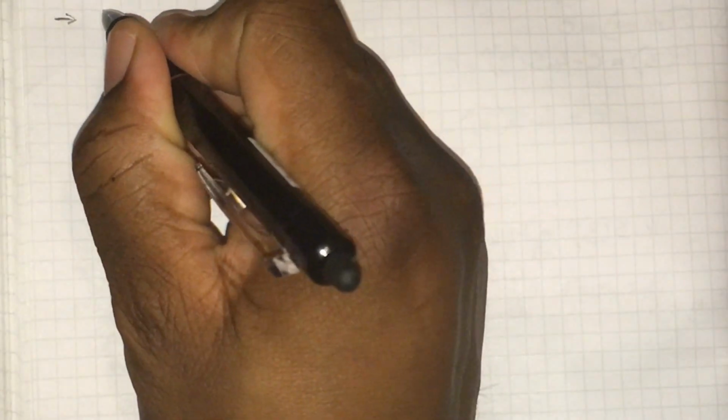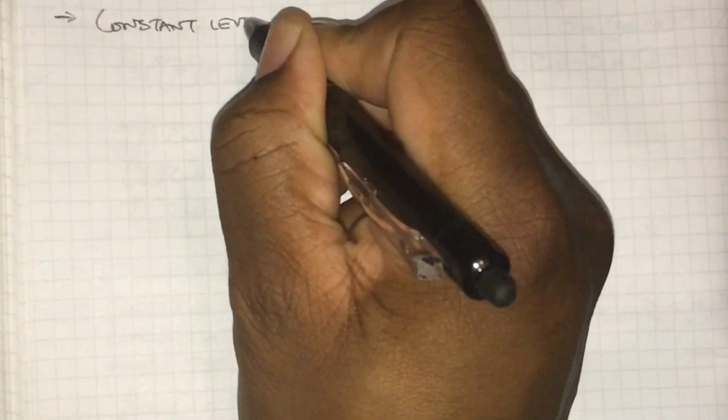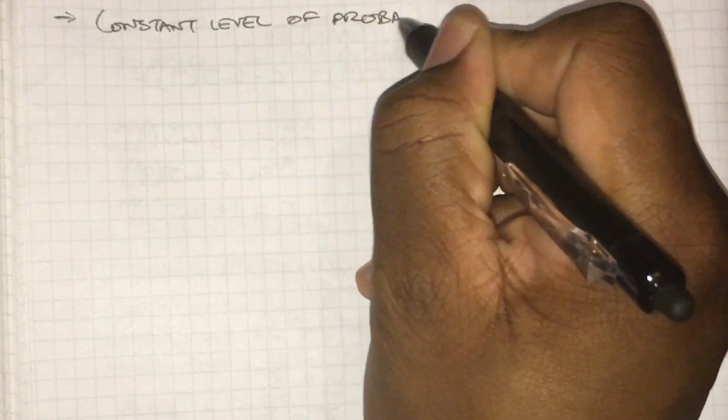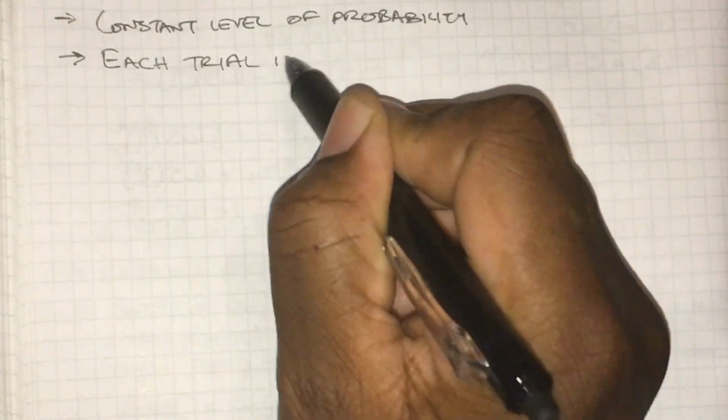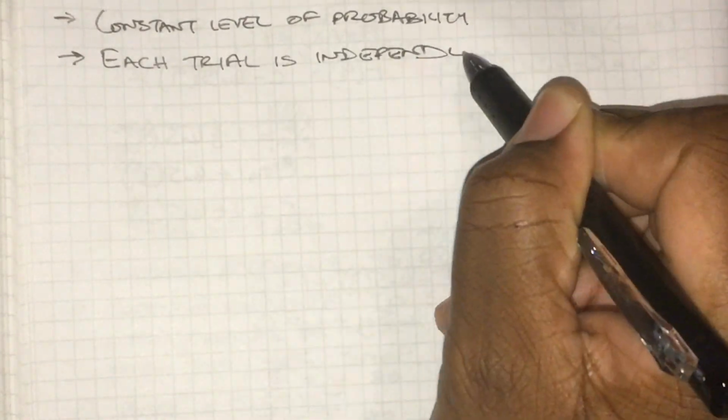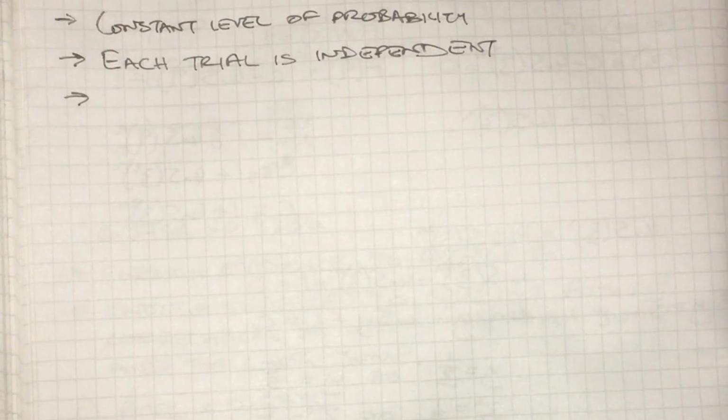There are some conditions that we're going to need to be able to model a situation with the geometric distribution. These are going to be quite familiar to you. Firstly, we're going to expect a constant level of probability. Second, each trial we want to be independent. And thirdly, there should only be two outcomes, success and failure.